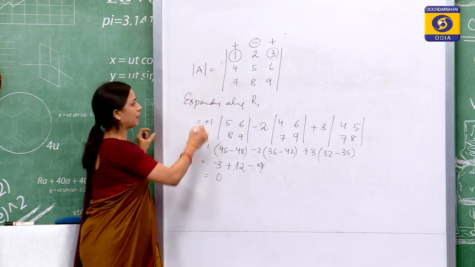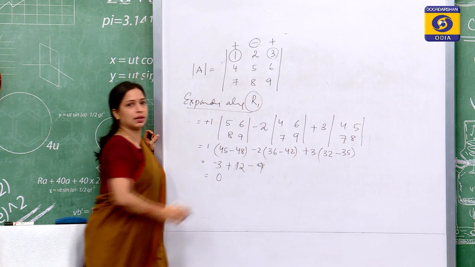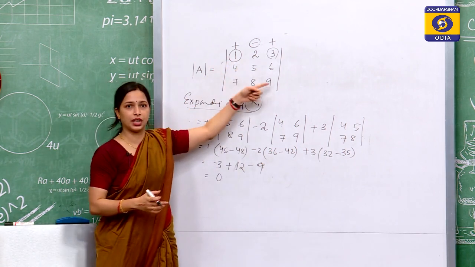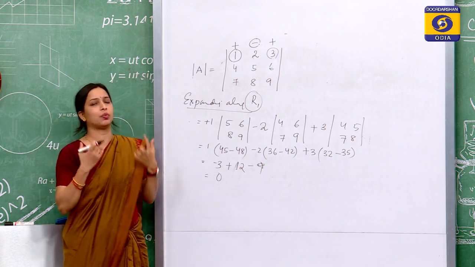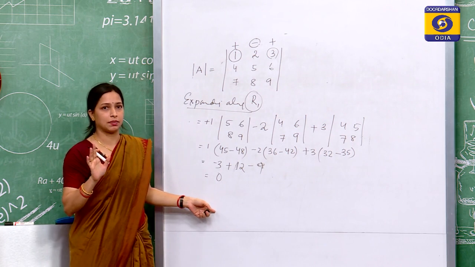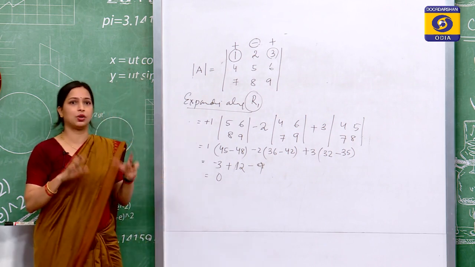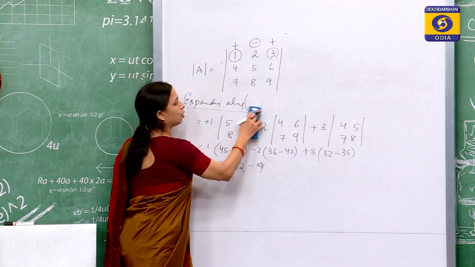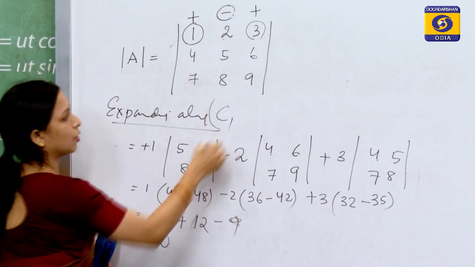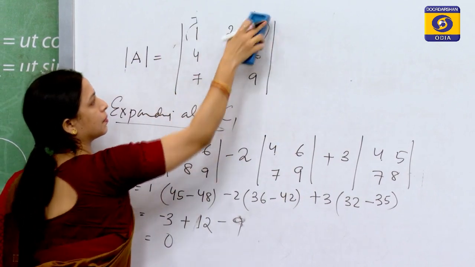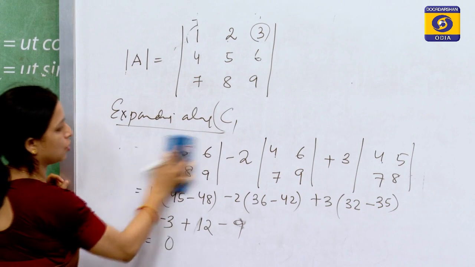So, here what we are doing, we are expanding along row 1. Now, like I said, there are 6 ways, that means since there are 3 rows and 3 columns, we can expand it along whichever line we want to, but the value will be the same. Now, let us prove this, let us see if the value comes the same or not. Now, if I am expanding along column 1, column 1 means this one.